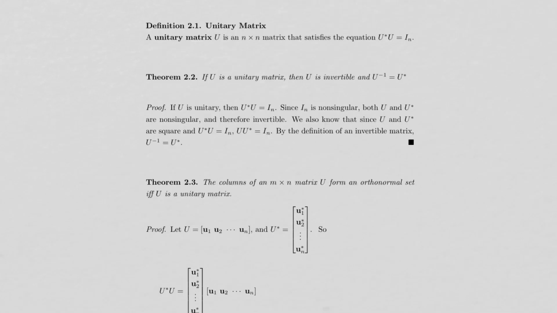Now we come to our third objective about unitary matrices. We're going to define a unitary matrix. We'll say U is a unitary matrix if it's n by n and it satisfies this equation, U star U equals I. Remember, U star is the adjoint, so the adjoint of U times U is equal to the identity. Any matrix that satisfies that property is called a unitary matrix. If U is unitary, then it's invertible, and its inverse is its adjoint.